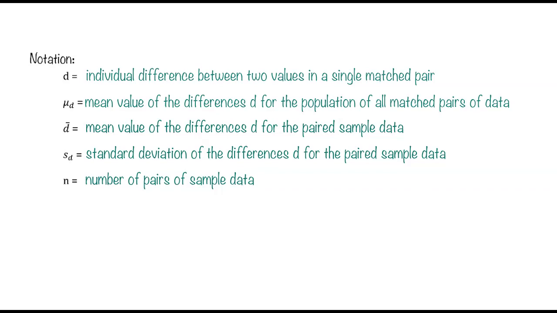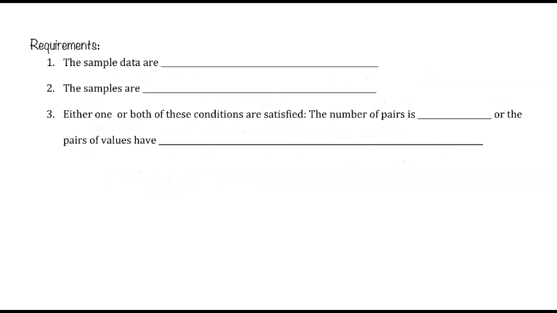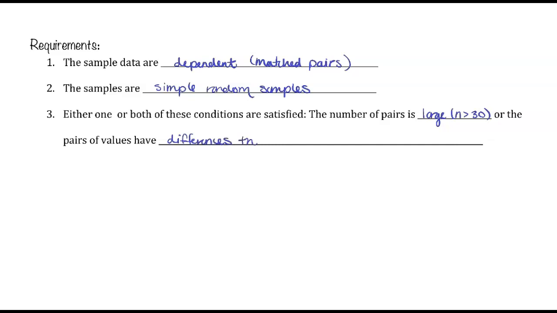Let's take a look at the requirements. It's required that the sample data are dependent or consist of matched pairs. The samples need to be simple random samples, and either one or both of these conditions must be satisfied. The number of pairs needs to be large, that is, n needs to be greater than 30, or the pairs of values have differences that are approximately normal. Once these requirements are met, we can run a hypothesis test or construct the appropriate confidence interval.